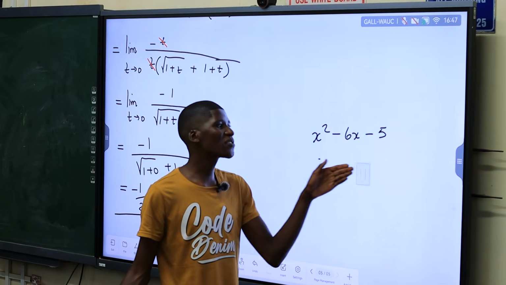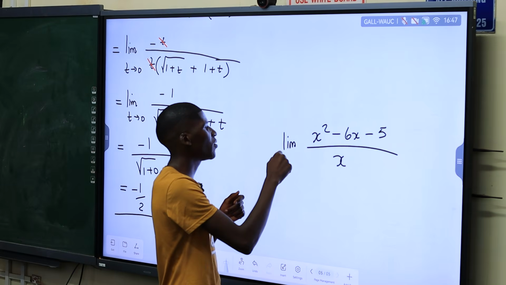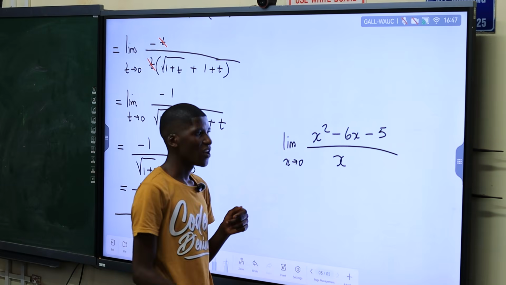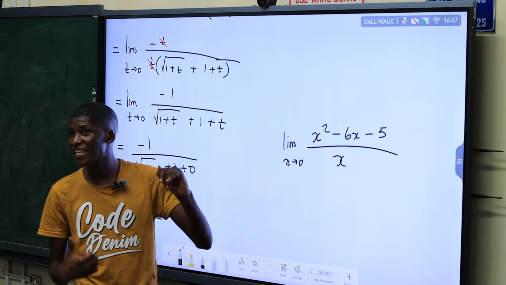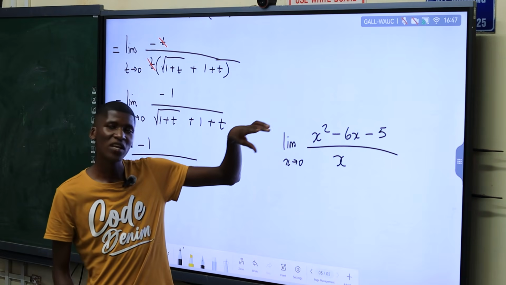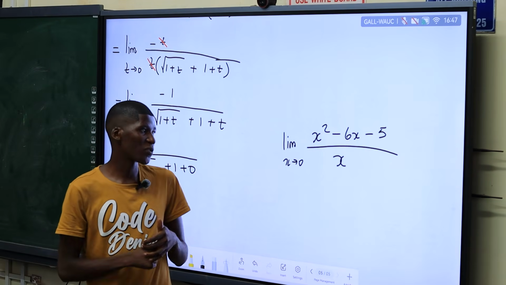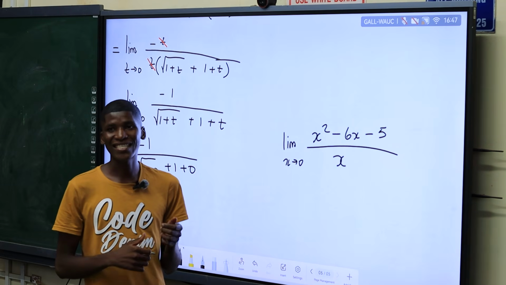No. So if it is in this form, maybe we say this is over x, and then I ask you for the limit as x goes to 0. Once you try substituting with 0, number 1, it will fail. Number 2, once you try to simplify at the top, it will fail again. Again, how is it forced?